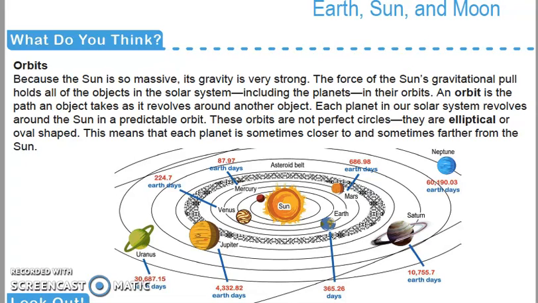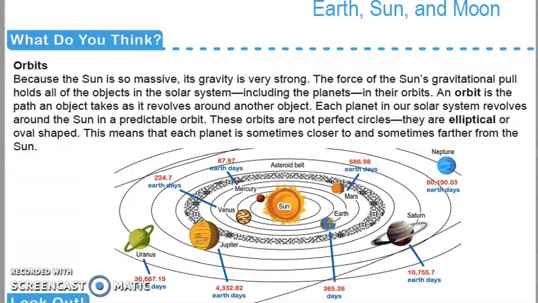This is the second part of the seasons reading. So this is what do you think orbits? Because the sun is so massive, its gravity is very strong. The force of the sun's gravitational pull holds all of the objects in the solar system, including the planets, in their orbits. An orbit is a path an object takes as it revolves around another object.